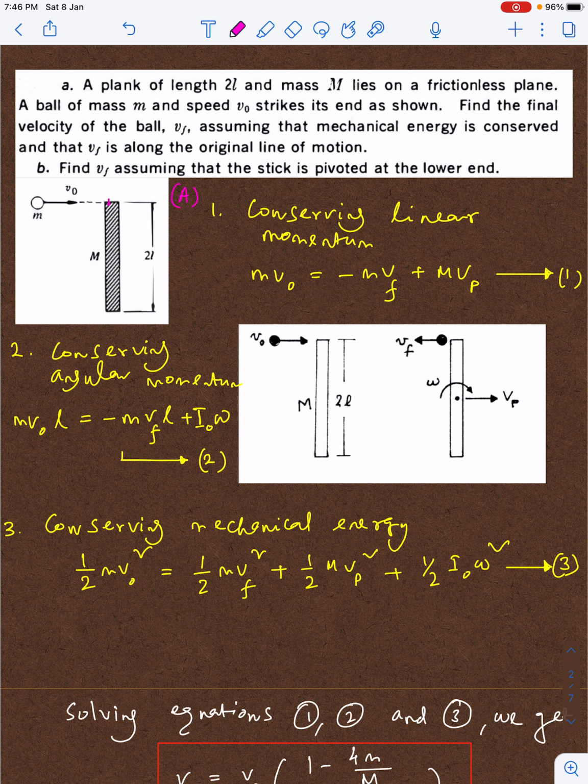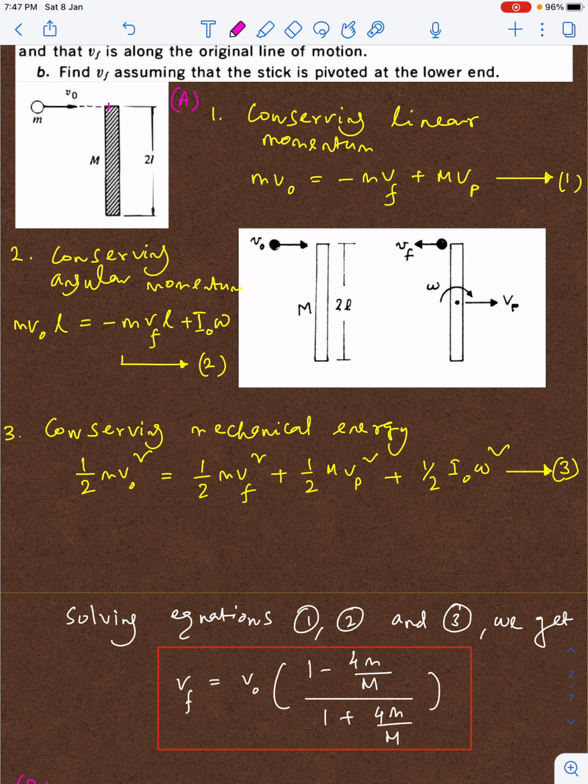So again, conservation of linear momentum, mv0 is equal to minus mvf plus mvp, right? Then conserving angular momentum, same thing, mv0 into L minus of mvf into L plus I0 into omega. And conserving mechanical energies, half mv0 square is equal to half mvf square plus half mvp square. This entire is basically the kinetic energy of the rod. So the rod is rotating as well as translating.